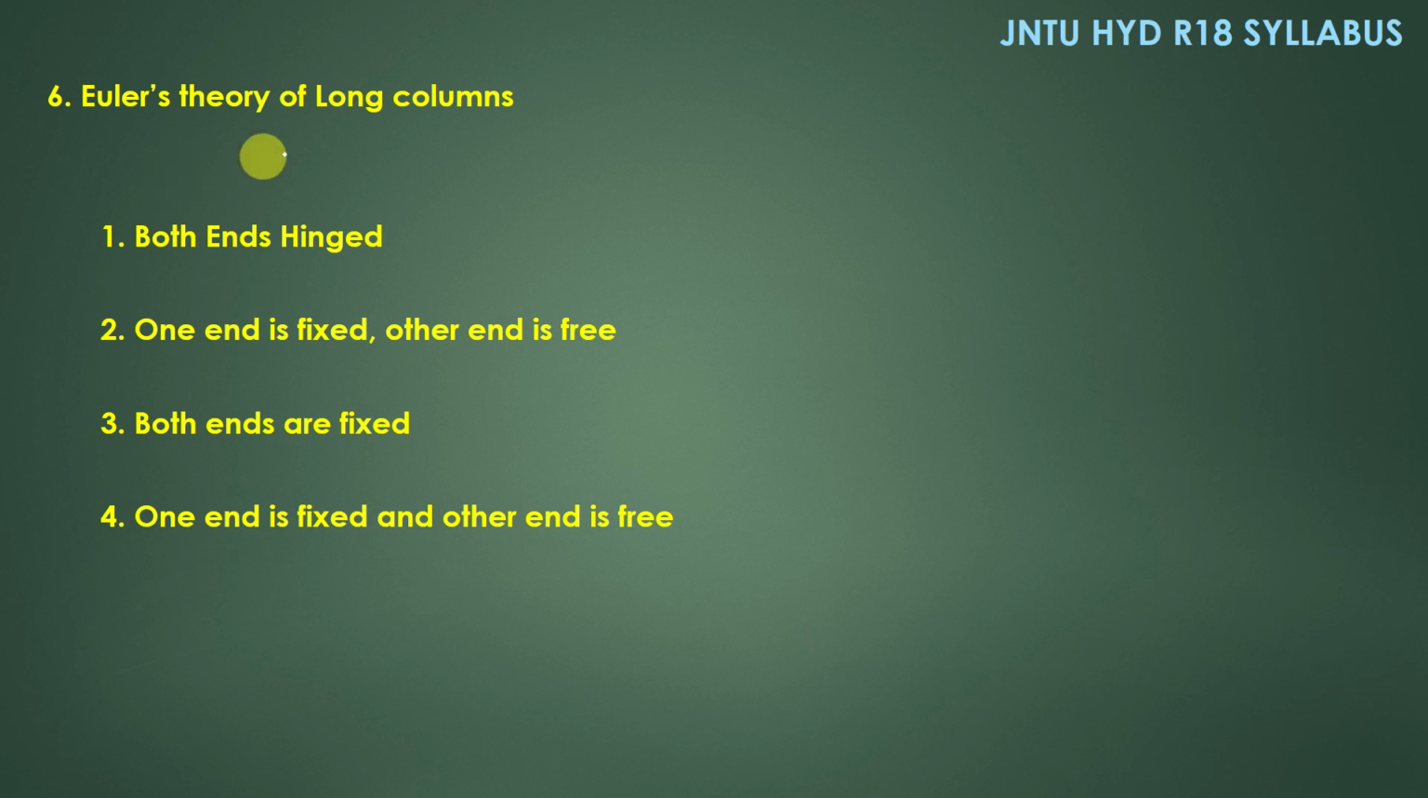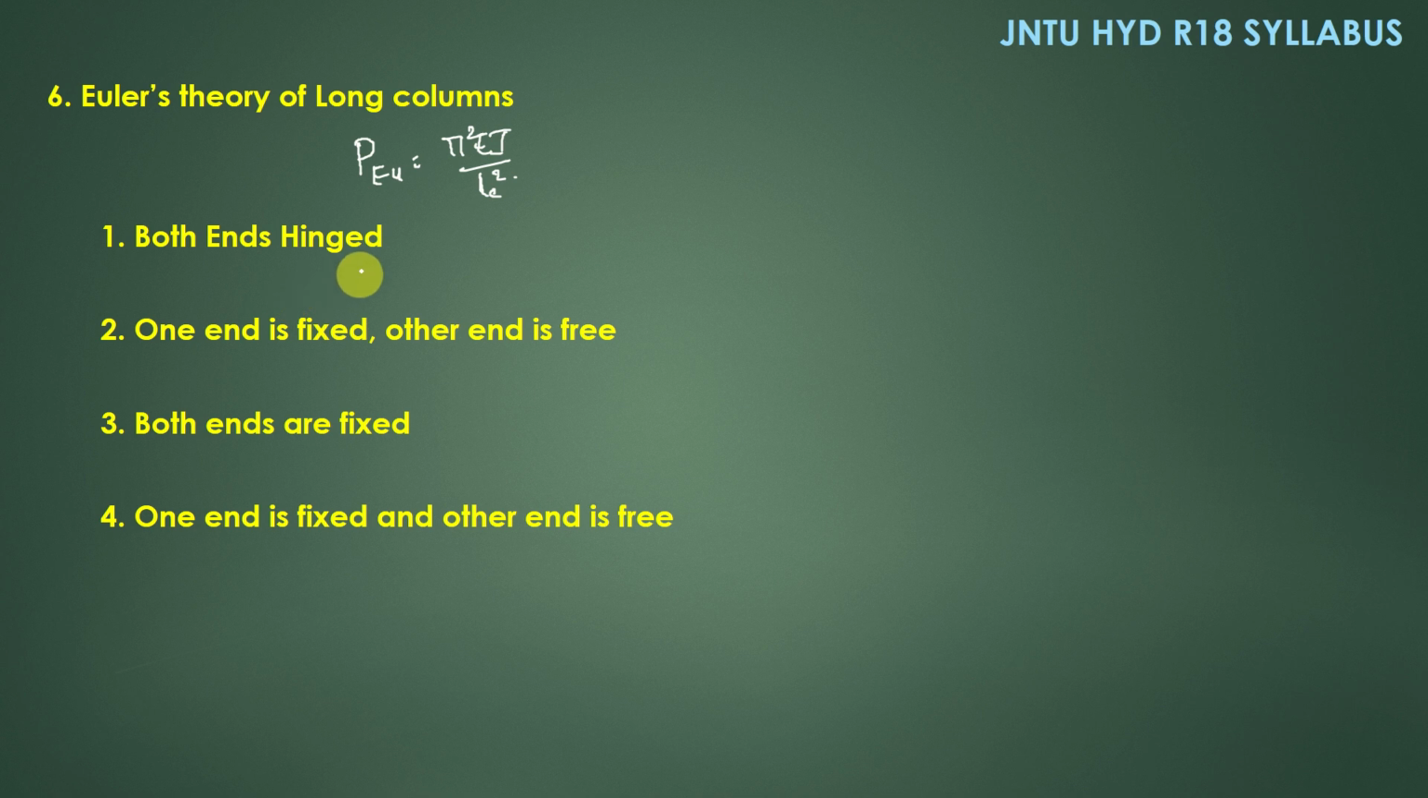This is Euler's theory for long columns. Next one, we have to find out Euler's load. Some assumptions we have to consider, read them from the notes. So P Euler is equal to pi square EI by LE square. I have given the derivation in the notes, please check them.